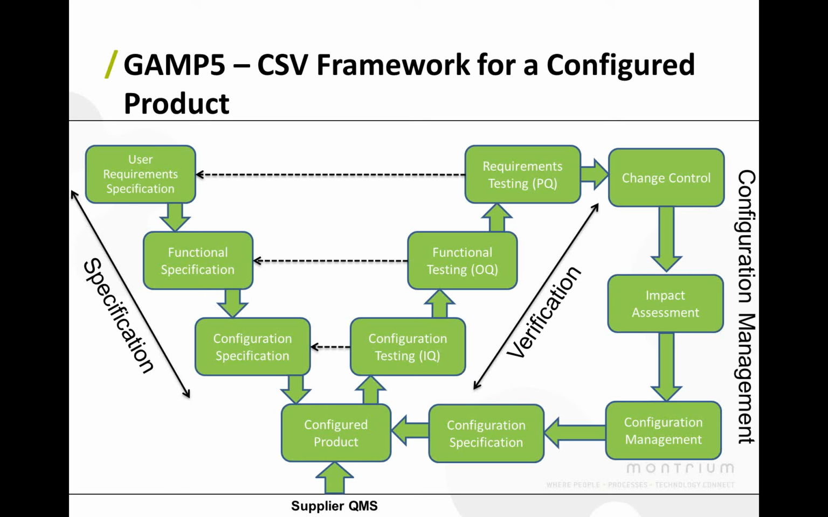Once the system goes into production, we then have to use change control to manage any changes in a very formal way to that system so as to be able to maintain the validated state. Change control typically will go through an impact assessment so that we can evaluate what impact that change has on the current system, what would need to be changed, and what would need to be retested. We'll use our configuration management procedure to update our configuration specification, make changes to our configured product, and then go through this process again of testing. And that's really the way things work within the context of a configured off-the-shelf system.